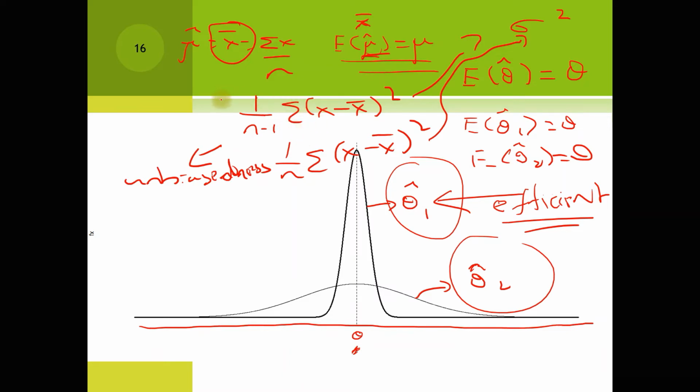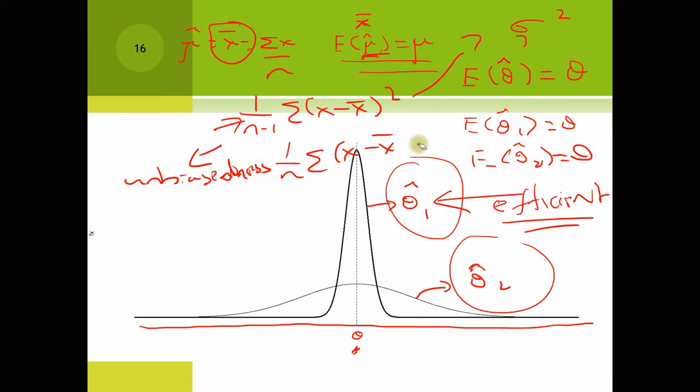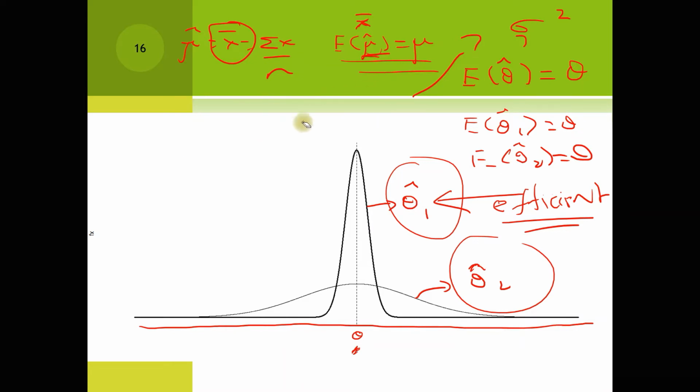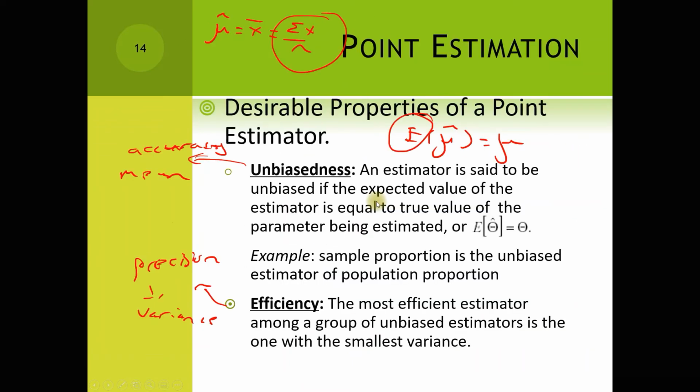All right, like here you have two different formulae, and one is biased, one is unbiased. In fact, this one is unbiased and this one is biased. So you prefer the unbiased one. But there are also cases where you can have several formulae which are unbiased, but one is better than the other, and it is the most efficient one which is better. So that's a little bit about the concept of efficiency that I explained here. The most efficient estimator among a group of unbiased estimators is the one with the smallest variance.